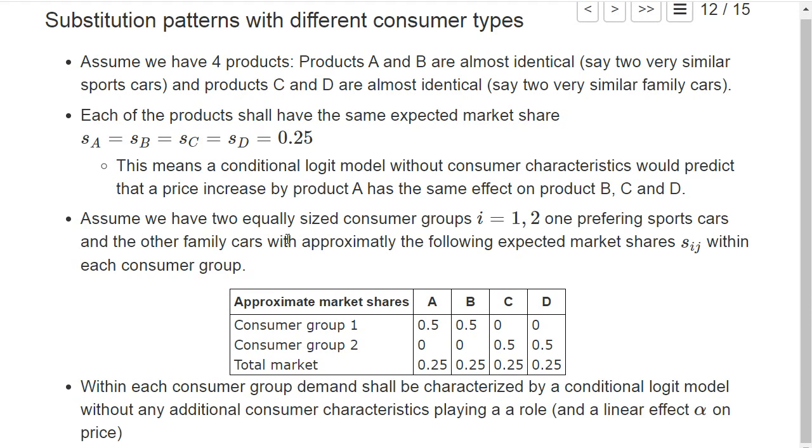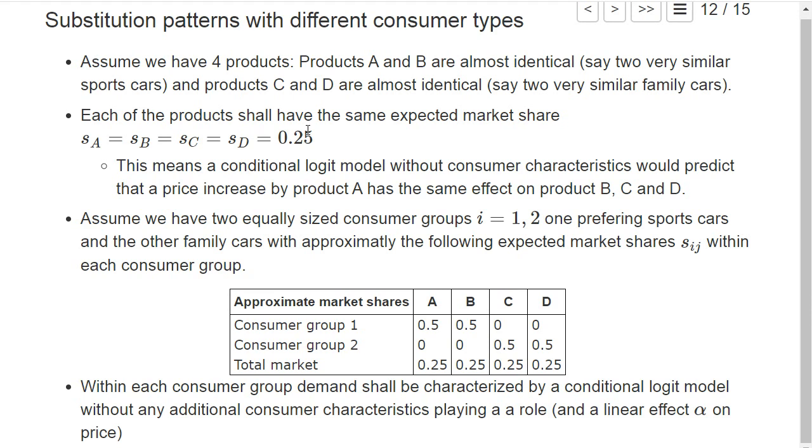So we assume we have 4 products. Products A and B are almost identical. So think of 2 very similar sport cars. And also products C and D are almost identical. Or say 2 very similar family cars. And for simplicity, each of the products shall have the same total expected market share of exactly 1/4.